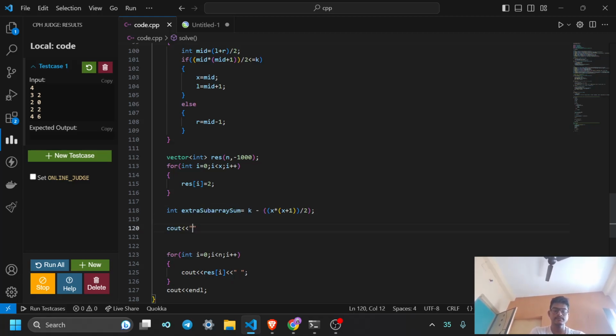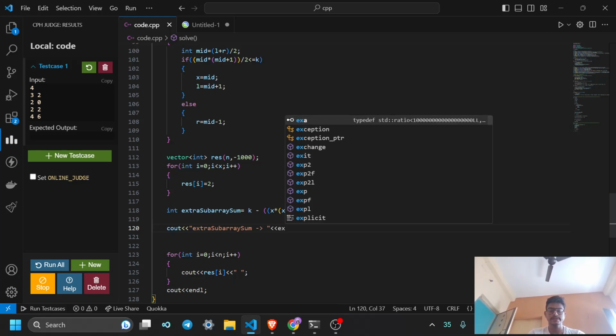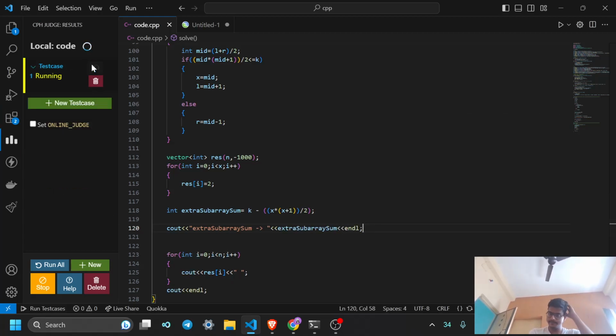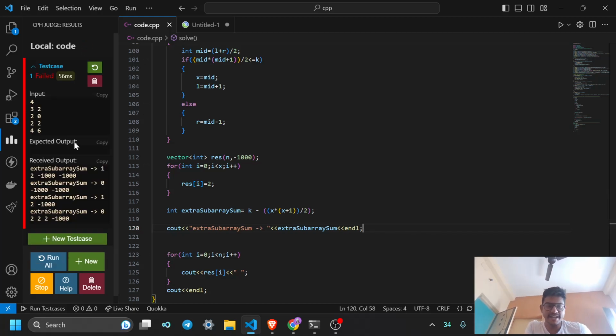So extra subarray sum, let's check with my test cases what my extra subarray sum is. In the first case, I can see that I have taken one positive integer. By taking one positive integer, it gives 1 into 1 plus 1 by 2, which is 1 subarray sum, and what I have left is 2 minus 1, which is 1. For the next test case, it is 0, so I need no extra subarray sum.